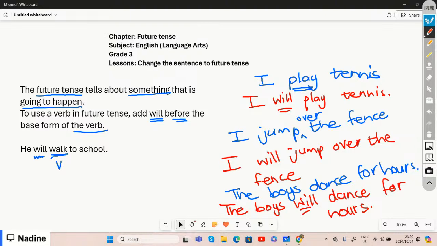Will play, will jump, will dance, will bounce, will run, will listen, will share, and so on. But the word will comes before our verb within the sentence.